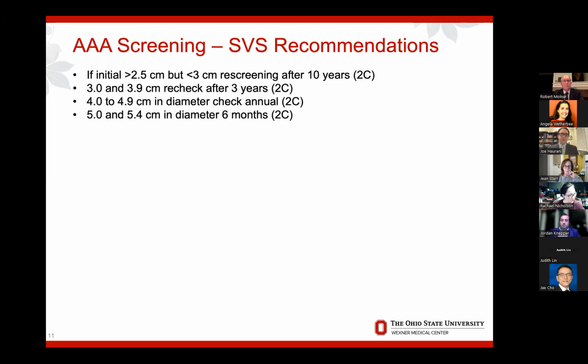So if after that initial screening, I know we're getting away from screening here into follow-up, but just wanted to briefly mention, if it's 2.5, but less than 3, again, you're pretty safe for a long time. Between 3 to 4, it's 3 years, 4 to 4.9 annual checks, over 5 every 6 months.